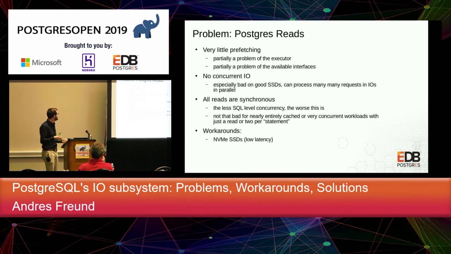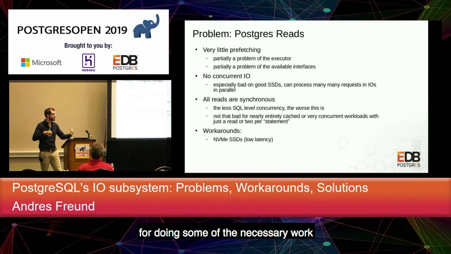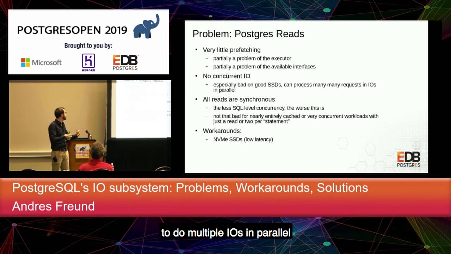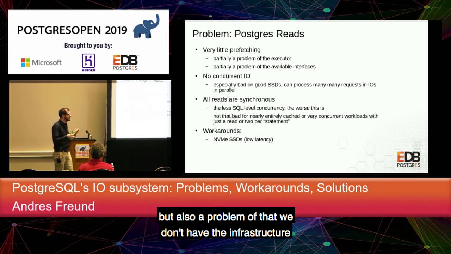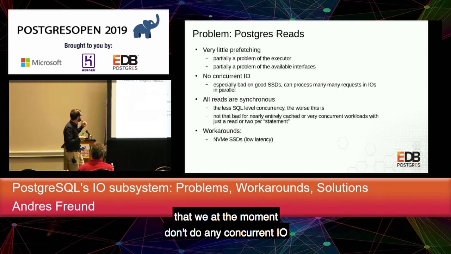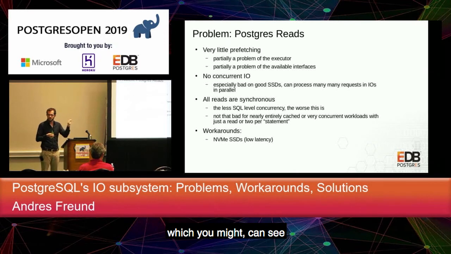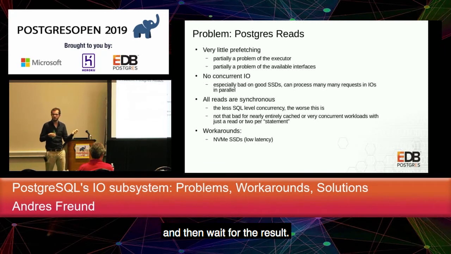And that's partially a problem because our executor doesn't provide a lot of support for doing some of the necessary work to do multiple IOs in parallel, but also a problem in that we don't have the infrastructure to issue all of these prefetches in a way that Postgres needs. And the related problem is that we at the moment don't do any concurrent IO. Except for bitmap heap scans, which you can see in the explain plan, we only ever issue one IO at a time and then wait for the result.